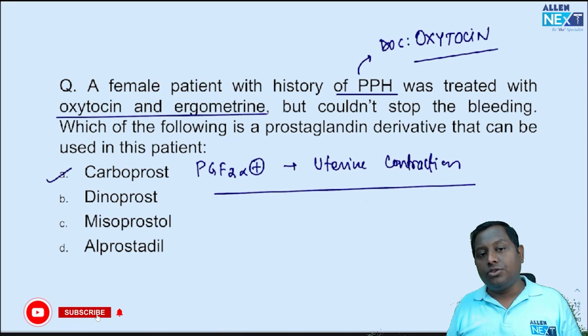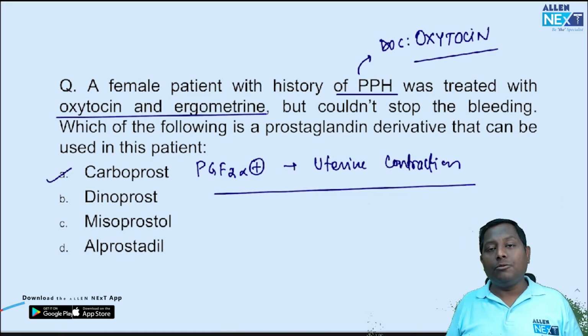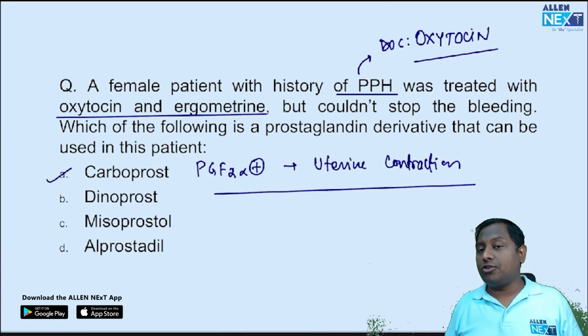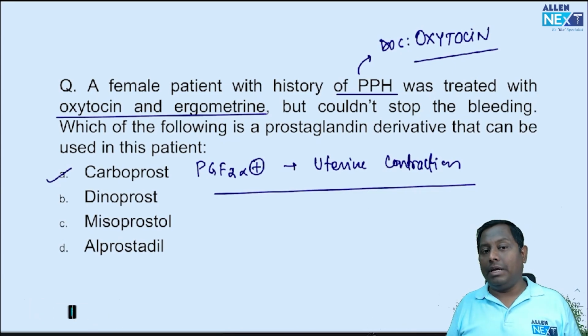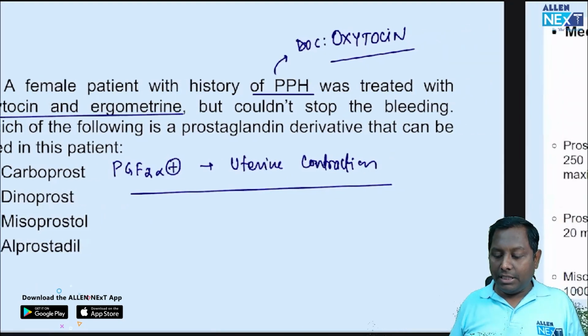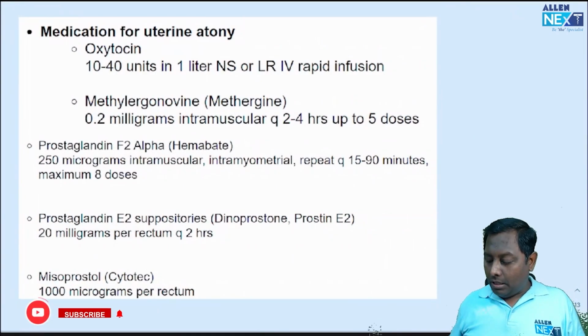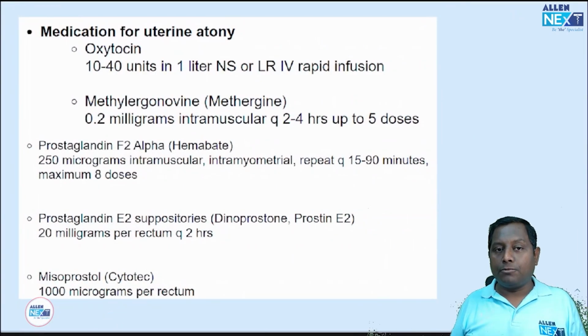Now can we use dinoprost? No. Dinoprostone is something that can be used. Yes. Can we use misoprostol? Yes. Misoprostol can also be used, but since this is an emergency scenario, we will not rely on the oral route. We'll prefer either the per rectal route or the injectable route. Right now, carboprost is something that will be preferred in this case scenario, and this is the list of drugs that will be mainly preferred for the treatment of postpartum hemorrhage.